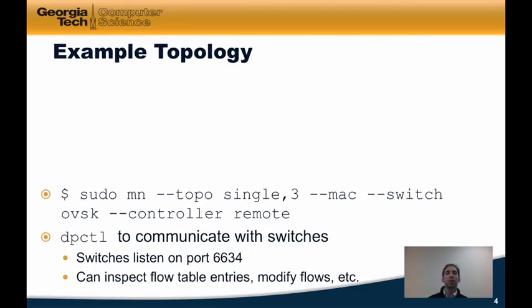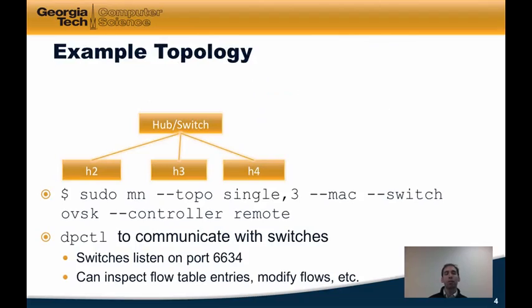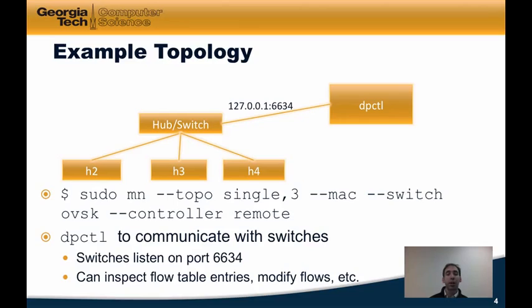Let's first use Mininet to set up an example topology as we've done before. We'll use a simple 3-node topology with a single Open vSwitch to connect those 3 nodes. Even without a controller, we can use DPCTL to communicate with that switch to perform operations such as examining the current flow table entries that exist in the switch.